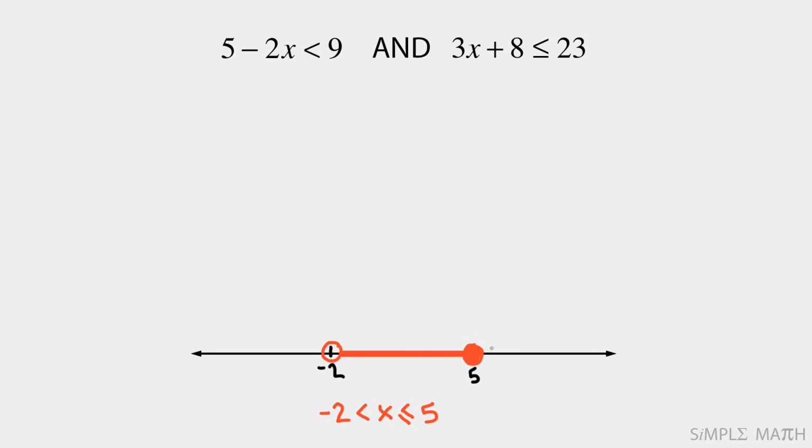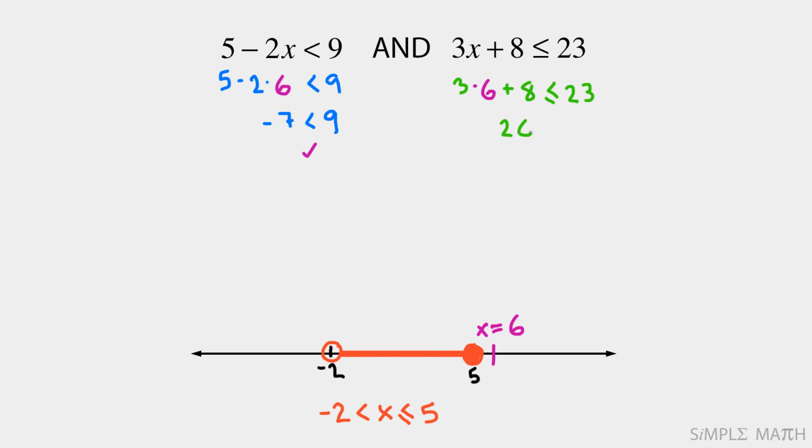Now let's take a look at a value that lies outside of the solution set. How about x equals 6? Well, on the left, 5 minus 2 times 6 is equal to -7, which is less than 9, so that's okay. But on the right, 3 times 6 plus 8 is equal to 26, which is not less than 23.